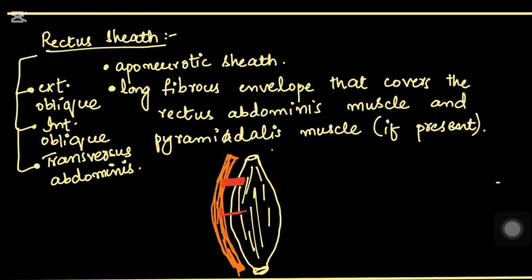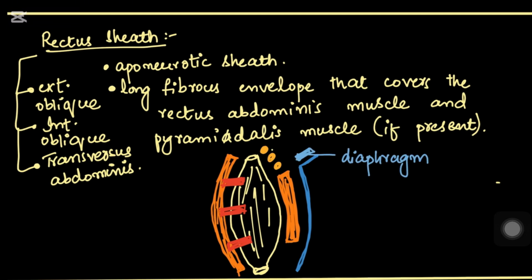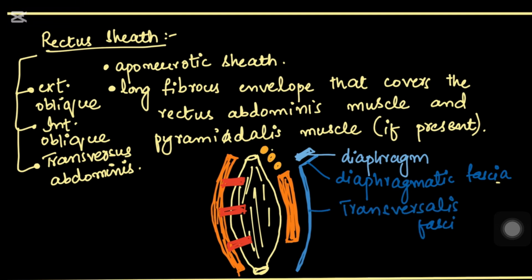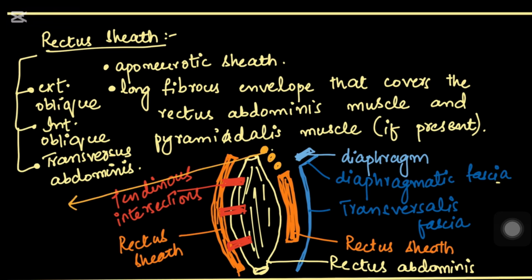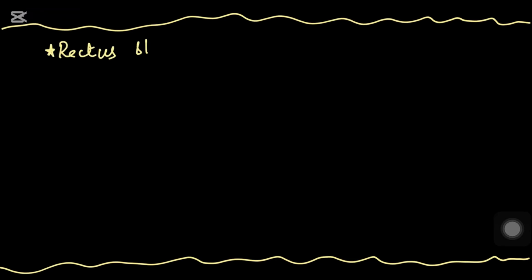Now here we are drawing the further components of the rectus sheath: costal margin, diaphragmatic fascia, transversalis fascia. This is the rectus sheath, rectus abdominis muscle, and rectus sheath is bound to the rectus abdominis muscle by the tendinous intersections.